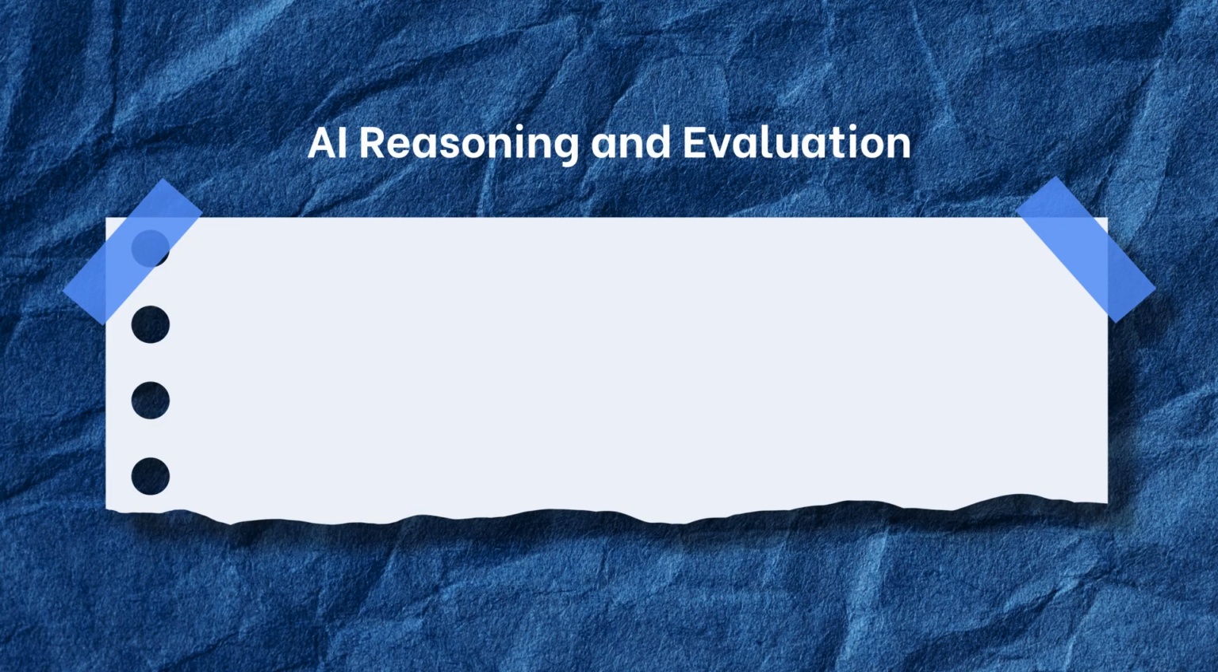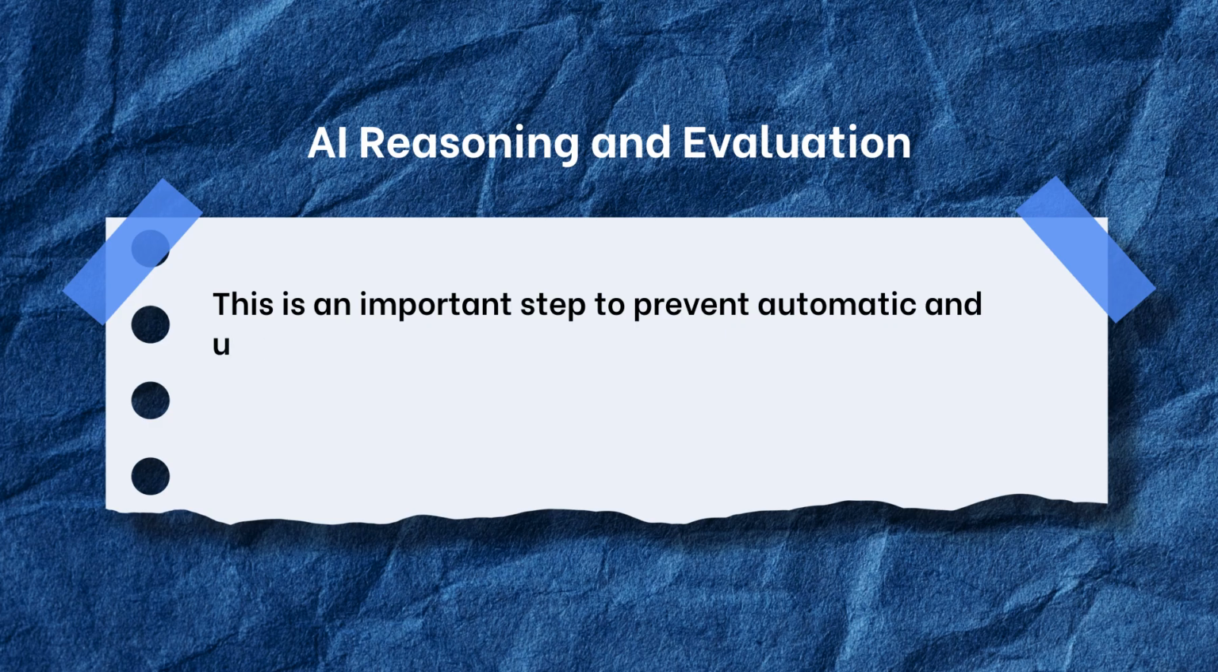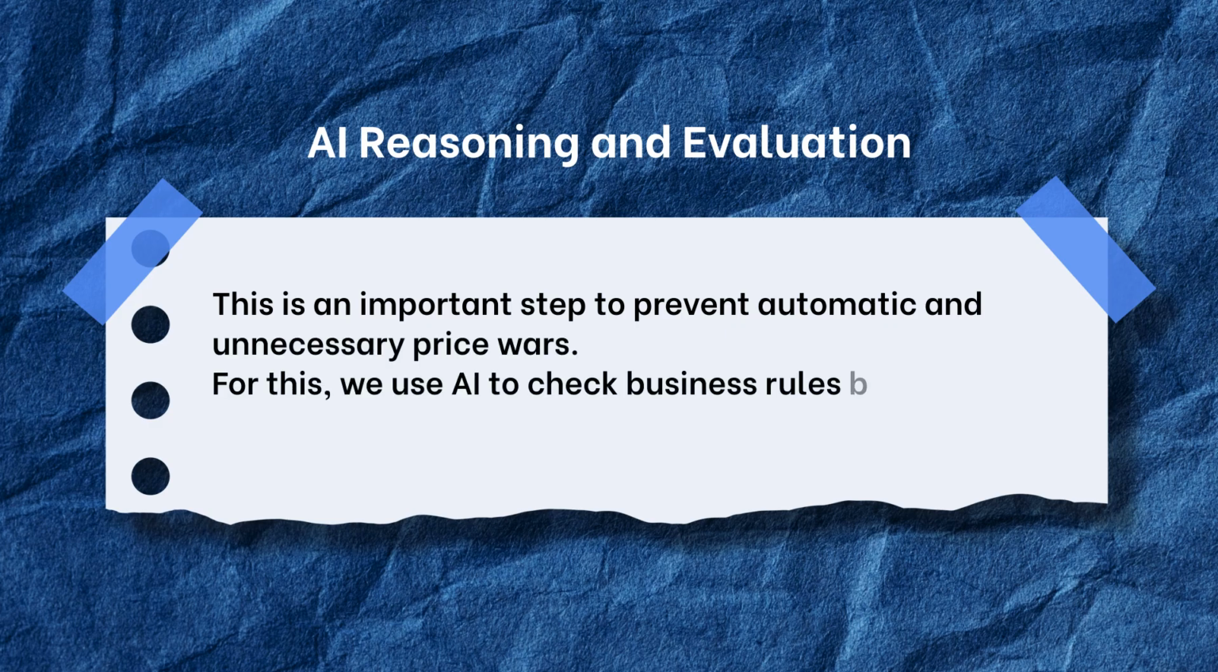Next comes AI reasoning and evaluation with OpenAI. This is an important step to prevent automatic and unnecessary price wars. For this, we use AI to check business rules before any action happens. For example, is this a temporary sale promotion? Will matching this price reduce our margin too much? Does this fit our brand positioning? So automation stays strategic, not reactive.